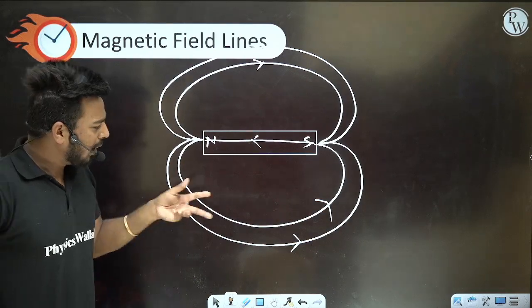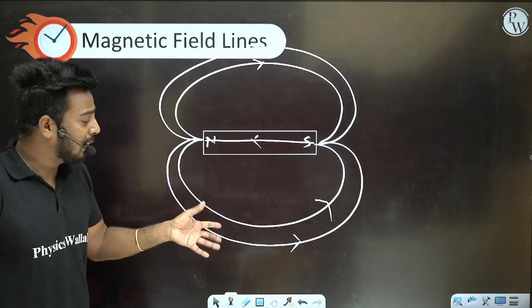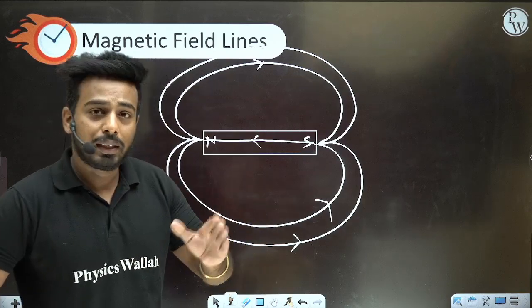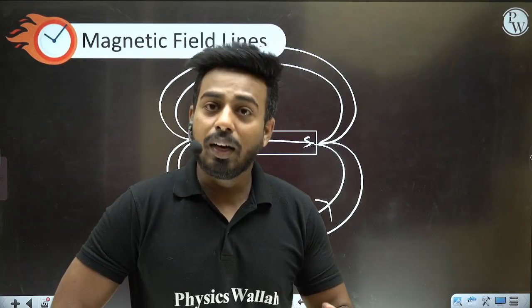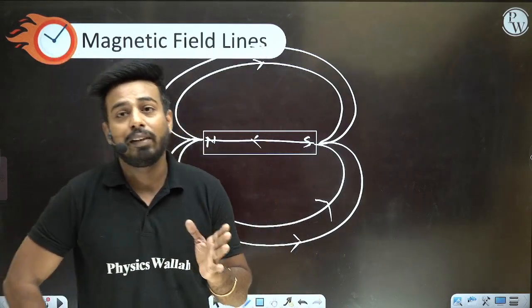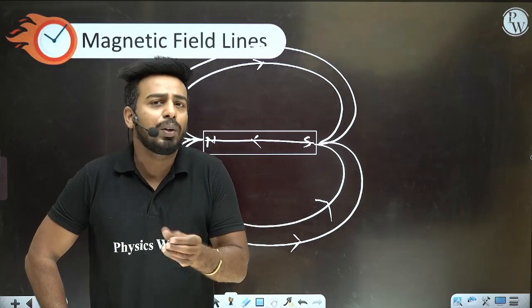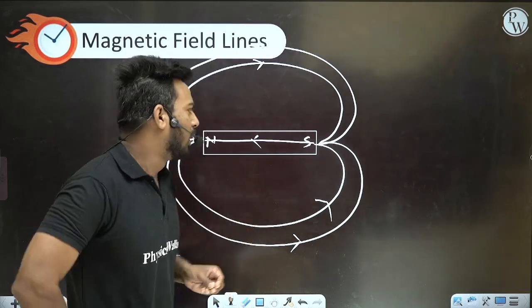So where the lines are denser, the magnetic field is higher. Where the lines are rarer, the magnetic field is comparatively low.